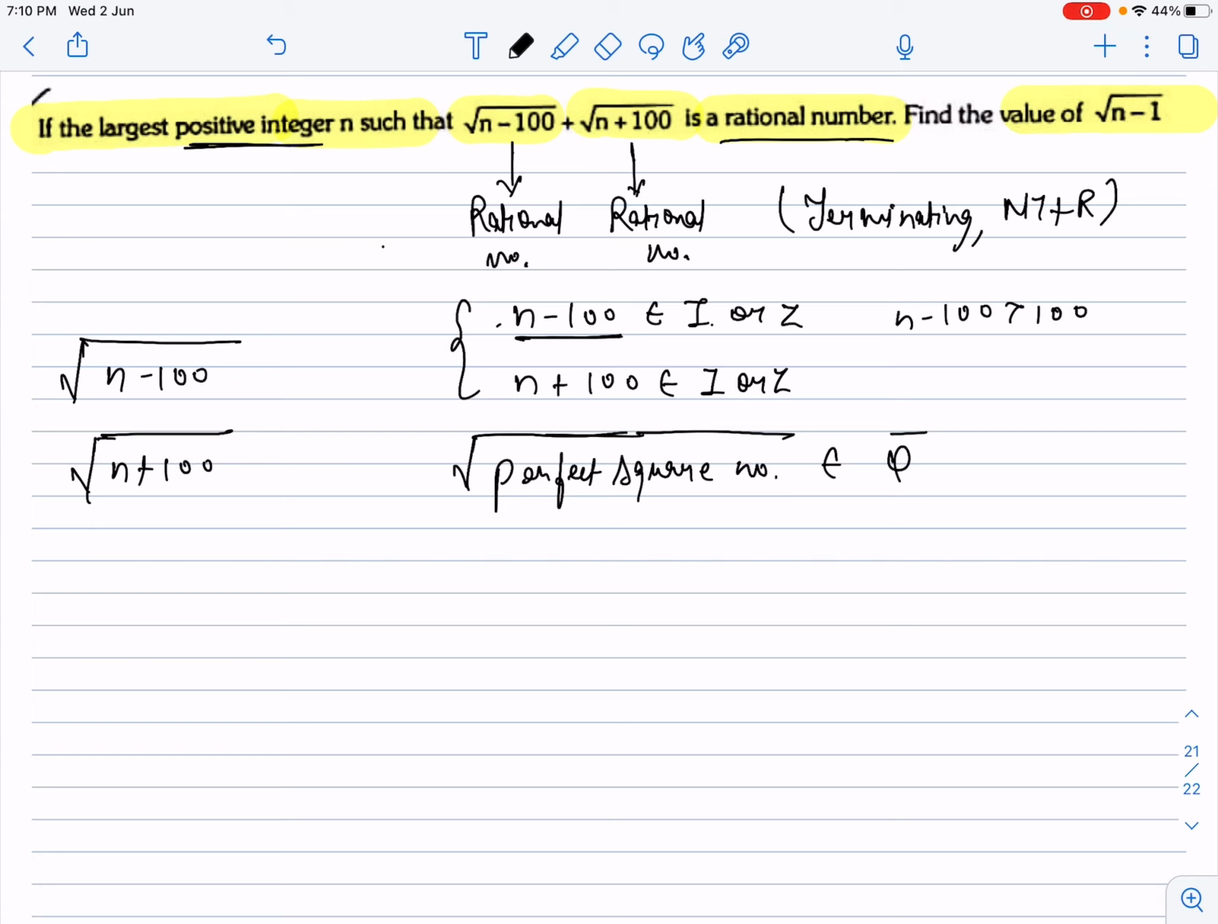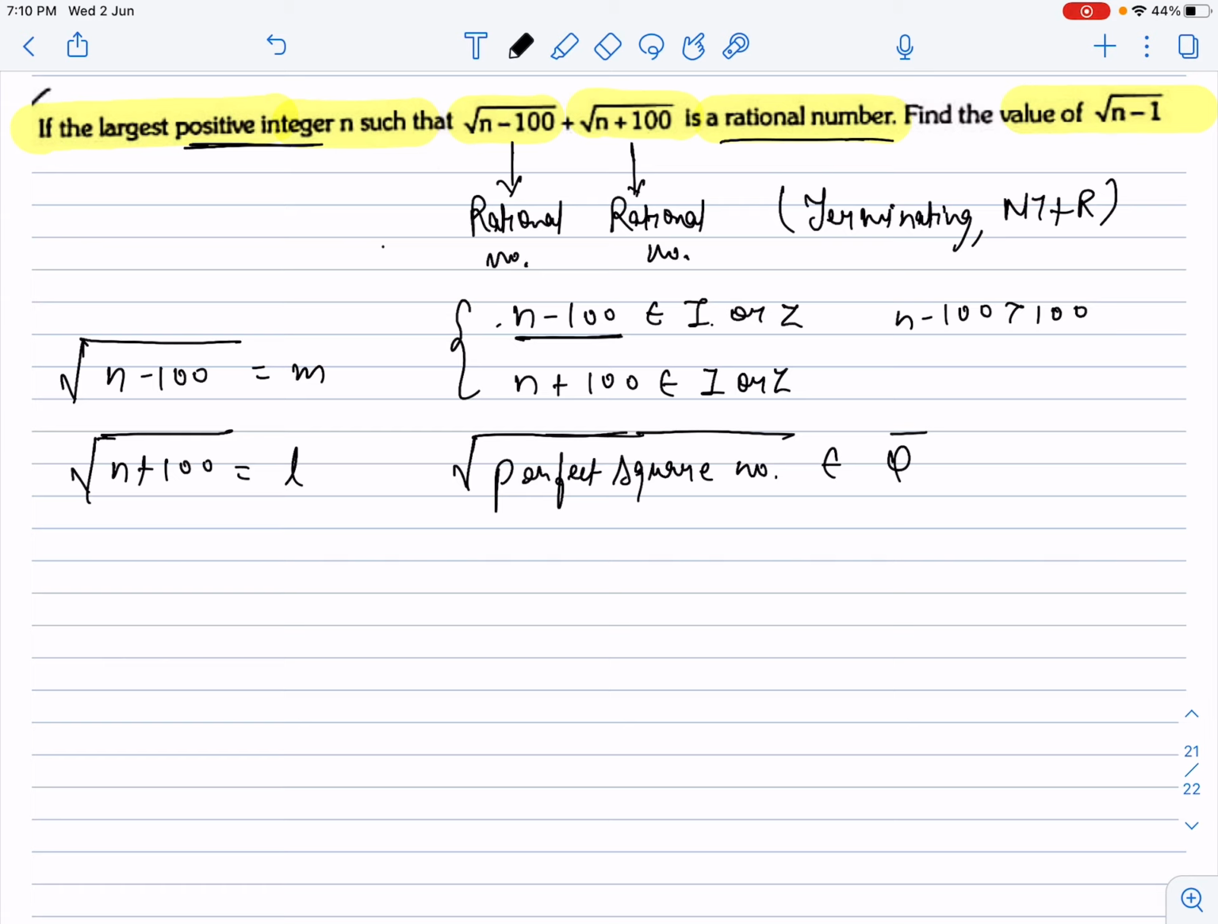No guys, I was just giving an overview about the question. Now we'll proceed further by assuming the value of both the roots over here. So I'll assume the value of this as L and this as M.